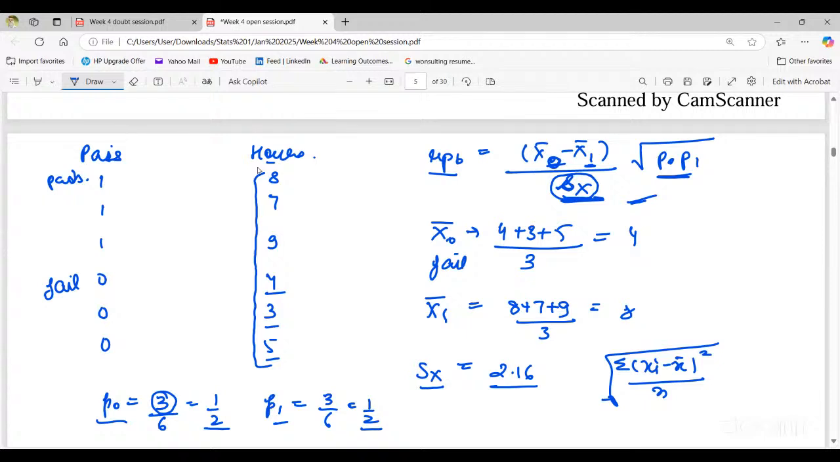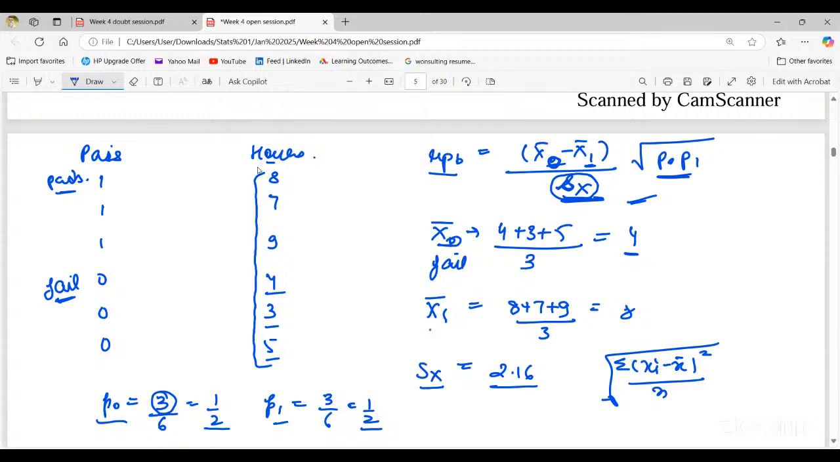So what is x bar naught? Here I'm denoting 0. This is a categorical variable, and in that we have two parts: pass and fail. So x bar naught is denoting one part of the categorical variable. I'm denoting 0 for fail. So x bar naught is the mean of the students who failed. The values are 4 plus 3 plus 5 divided by 3, so that's 4.